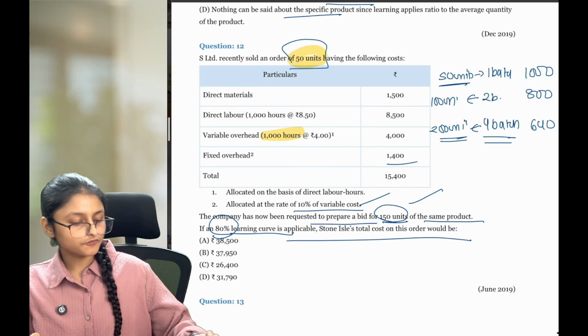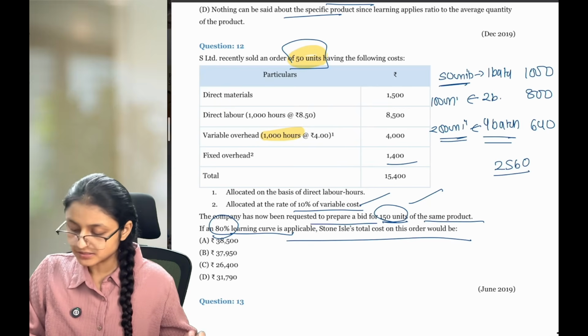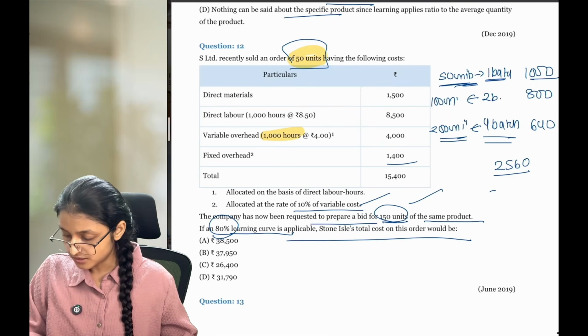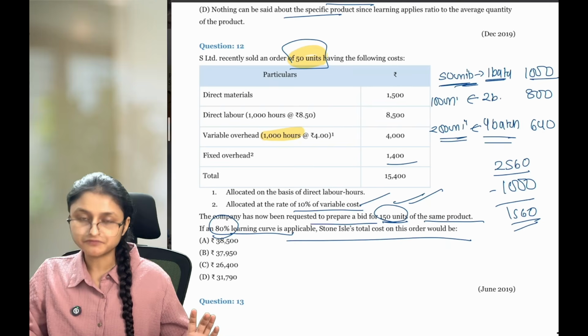640 hours is for 4 batches together. That means total hours taken for 4 batches is 2560. But we have to reduce the first 50 units hours, which is 1000. So 1560 is the hours taken for producing this 150 units.